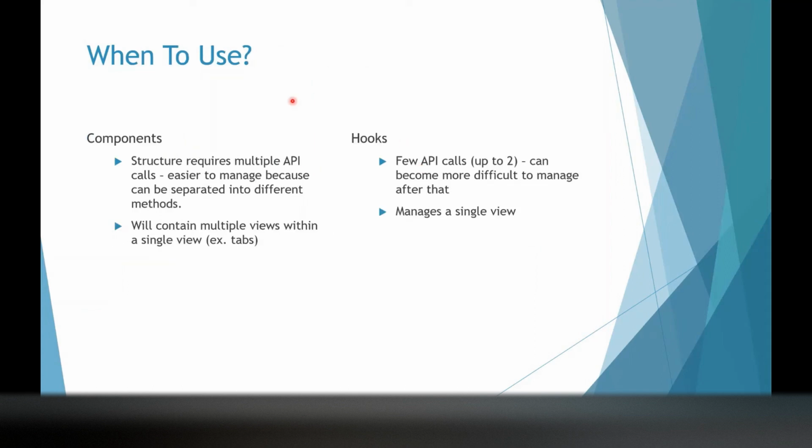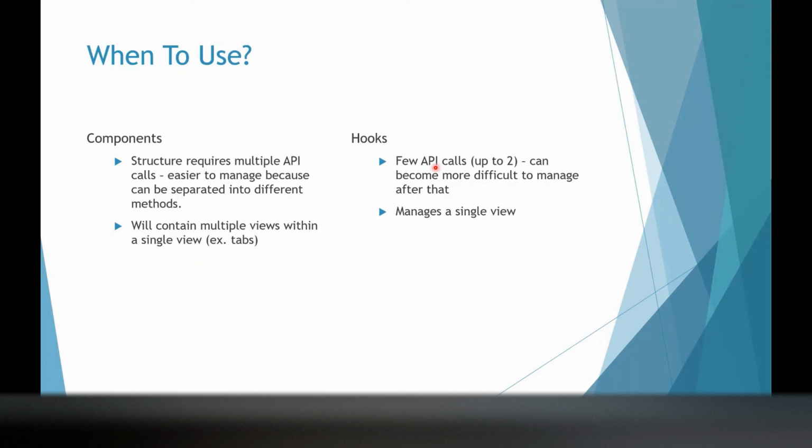So when should you use one over the other? For components, if it's something that requires multiple API calls, just use a component, because we're able to separate them out into methods. So performing search, and I can't think of any other functions, maybe generating a report, you can add it as a separate method. But with hooks, you're stuck to using the useEffect.